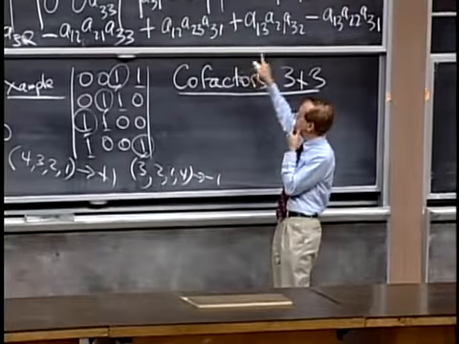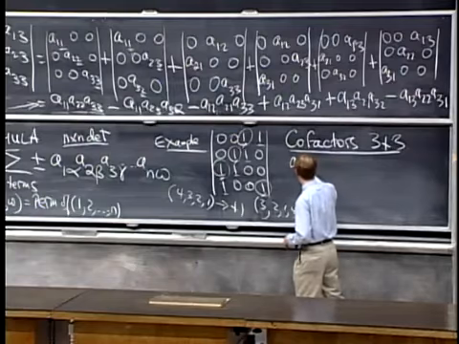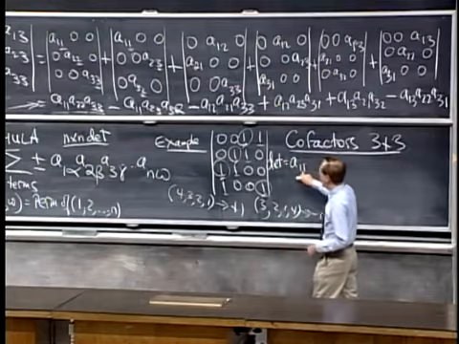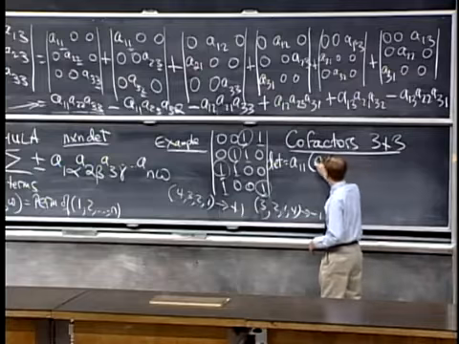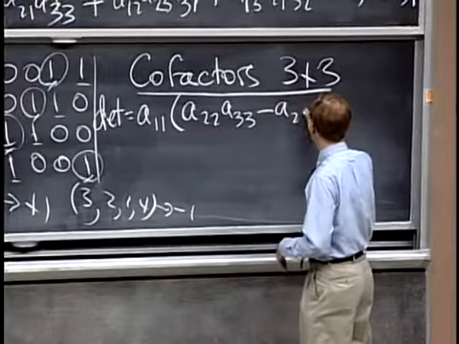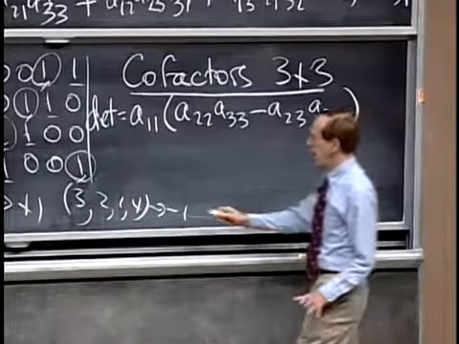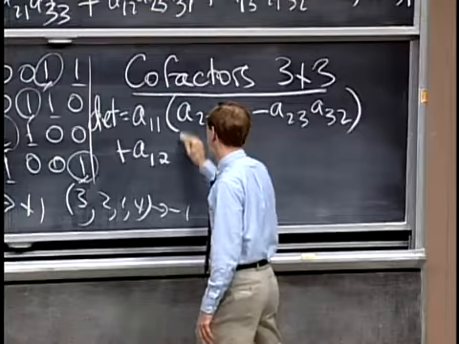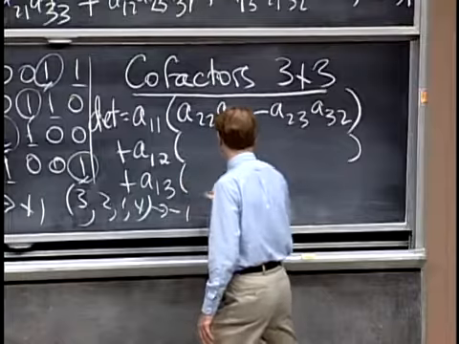I'm going to take the exact formula, and I'm just going to write it as A11. This is the determinant I'm writing. I'm just going to say A11 times what? A11 times A22, A33 minus A23, A32. Then I've got the A12 stuff times something. And I've got the A13 stuff times something.